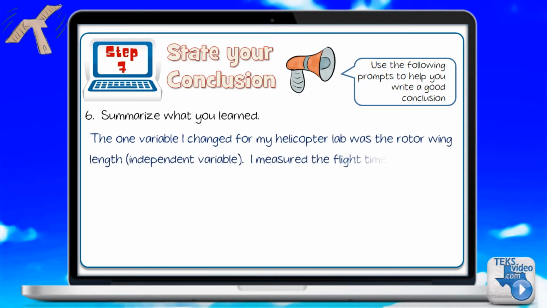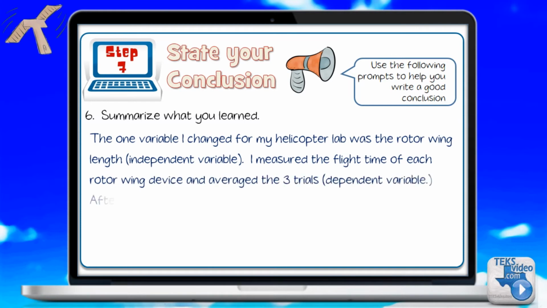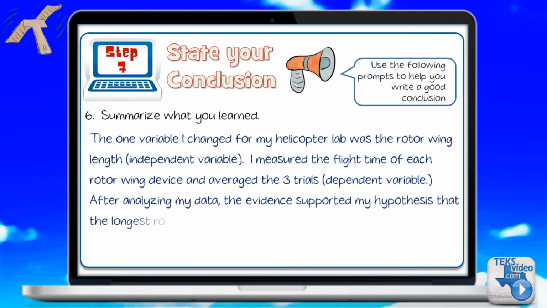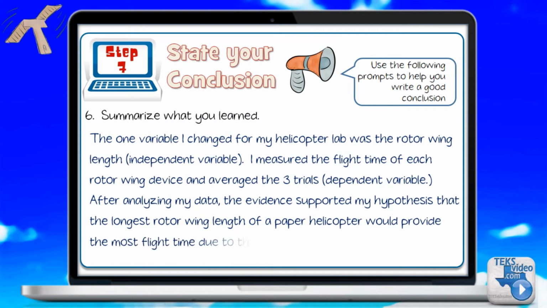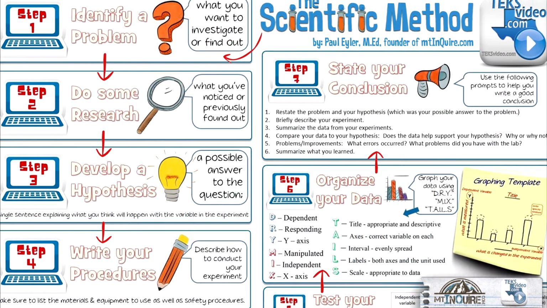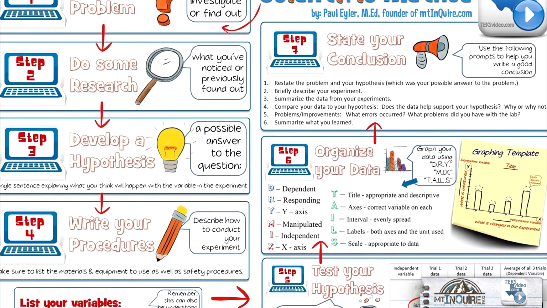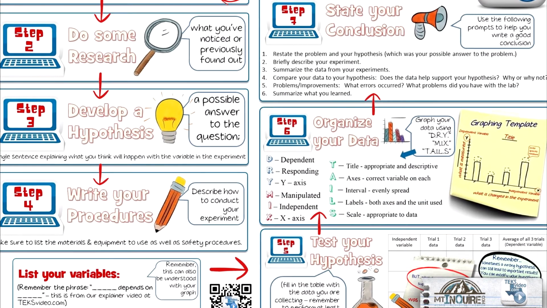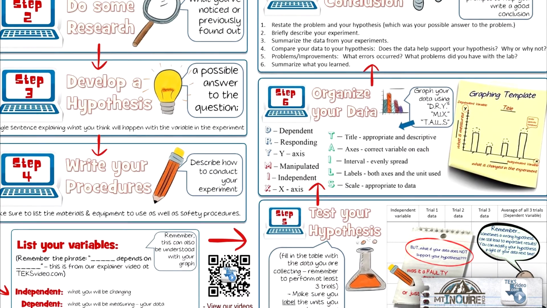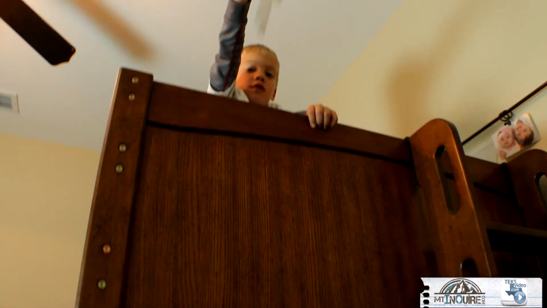I measured the flight time of each rotor wing device and averaged the 3 trials. After analyzing my data, the evidence supported my hypothesis that the longest rotor wing length of a paper helicopter would provide the most flight time due to the increased surface area of the wing. We have now completed our 7 steps of the scientific method. However, you may want to do a short follow-up to your lab by looking more critically at what happened or how you did things during your investigation.